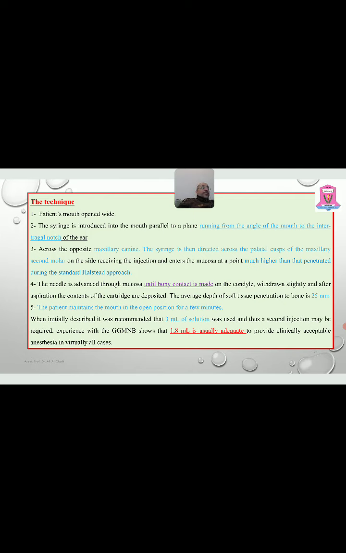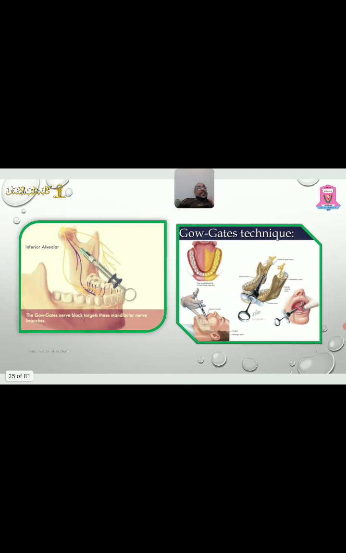The average depth of penetration is about 25 mm. The patient maintains the mouth in the open position for a few minutes. When initially described, it was recommended that 3 mm of solution was used, and thus a second injection may be required. Experience with the go-gate mandibular nerve block shows that 1.8 ml is usually adequate to provide clinically acceptable anesthesia in virtually all cases. فإذا الهدف من الجو-gate تكنيك هو الكوندايل.